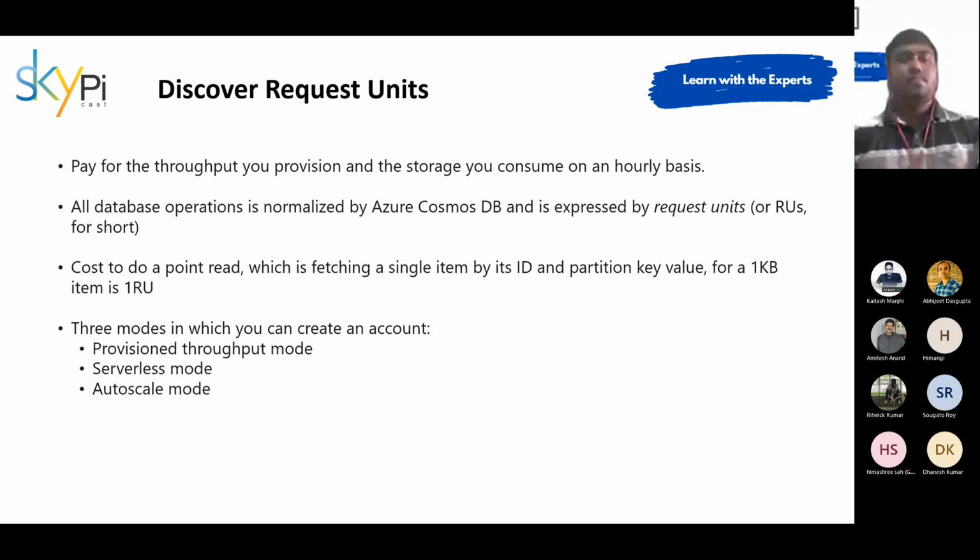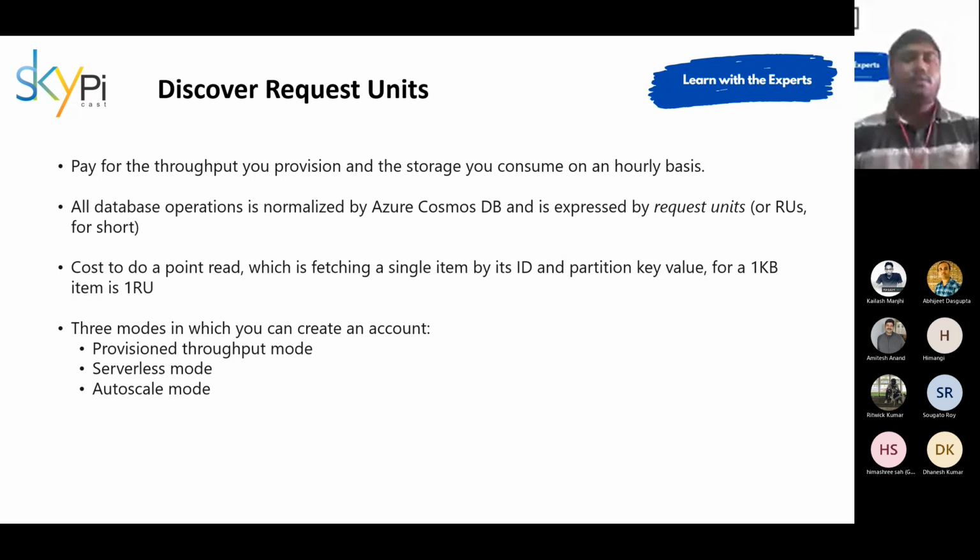So basically all database operations are normalized by Azure Cosmos DB and expressed by request units, RU for short. So the cost to do a point read, which is just fetching a single item by its ID and partition key value, for a 1 KB item is 1 RU. We have 1 RU per second, like it will read 1 KB data per second. So that is also the speed that we can expect if we have 1 RU allocated to our container.